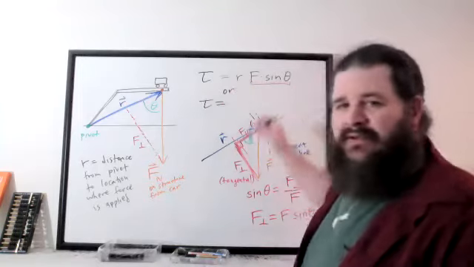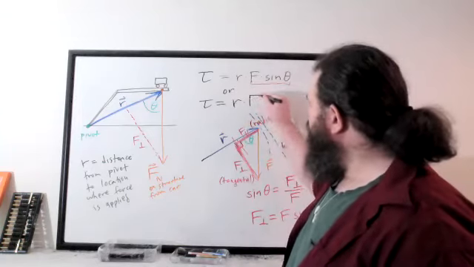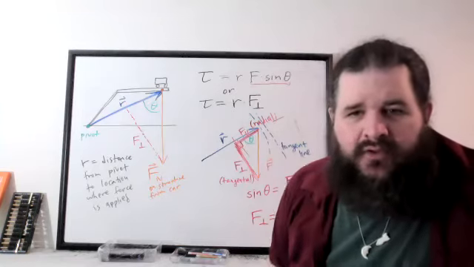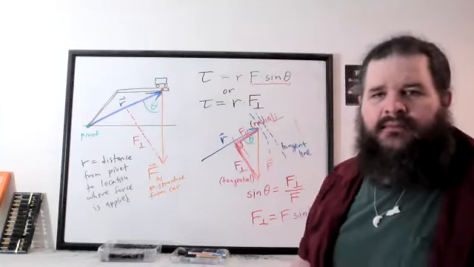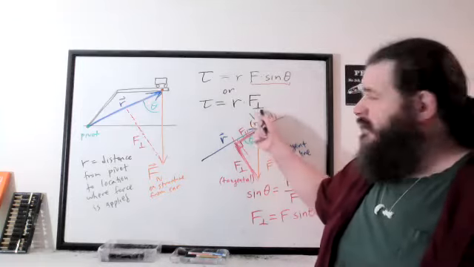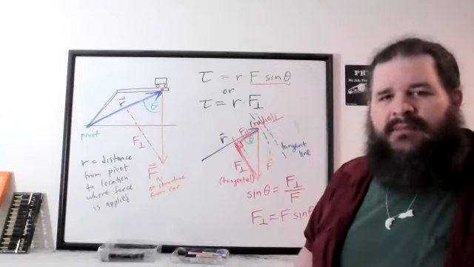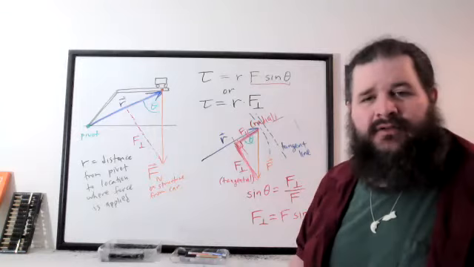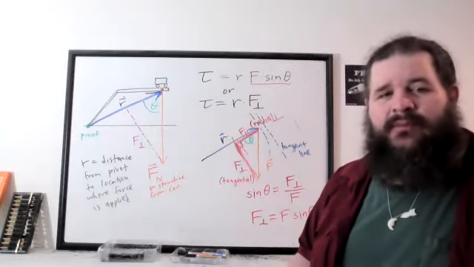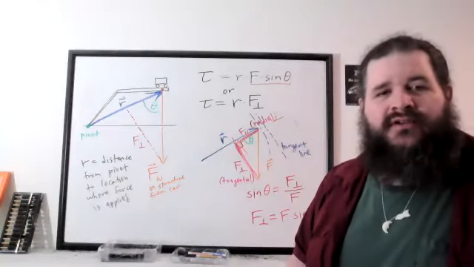Instead of writing r times F times sine theta, we can write it as the complete radius r times just the perpendicular component of the force. If you already know the perpendicular component of the force, then you can just multiply it times the complete radius. And that might be, for instance, because the force is already perpendicular to the radius. If you're dealing with a situation where the force is perpendicular to the radius, then the perpendicular component of the force is just the whole force.